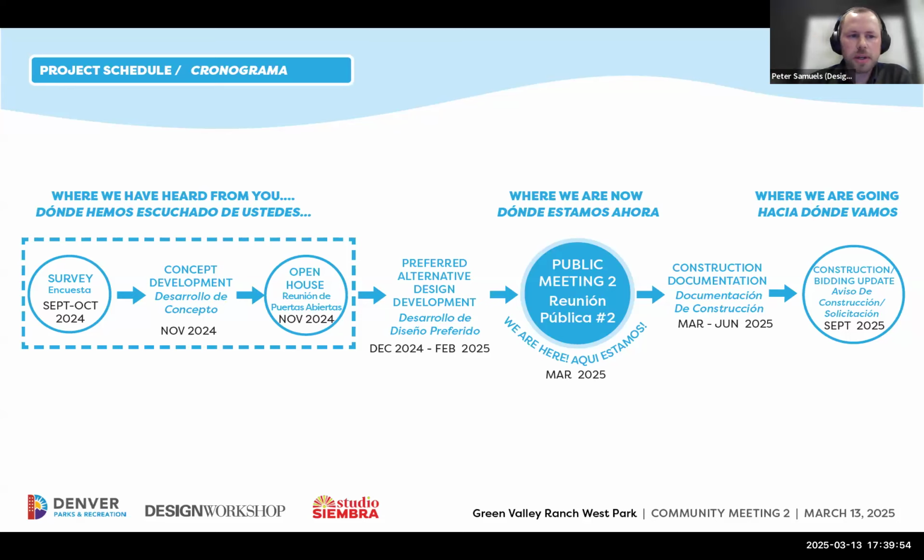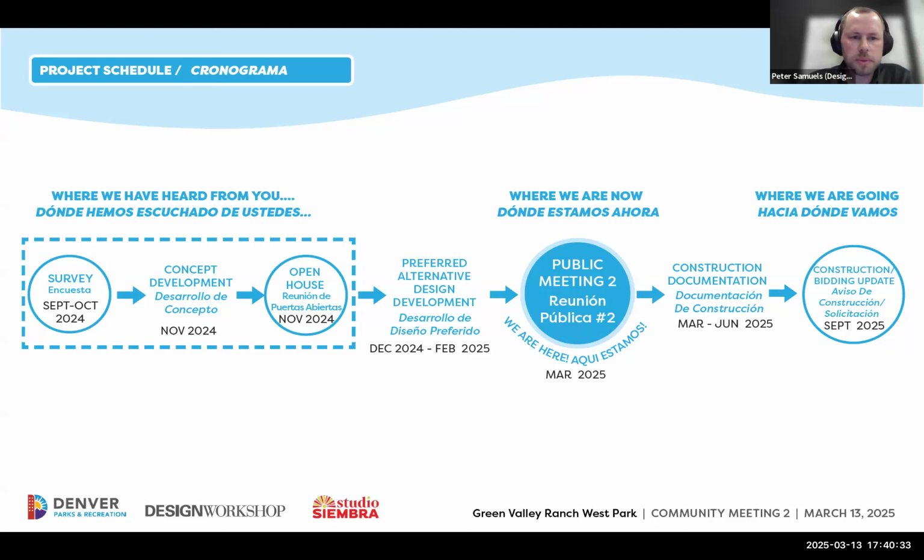So early this past fall, we began with initial concept development, and this was a period that was bookended by feedback from you all, first through an online community survey that helped guide us towards some essential priorities. And then in November, we met with you all in an open house at the Green Valley Ranch Community Center, where we got a lot of valuable feedback on our initial design concepts, and that gave us a jumping off point for moving into our preferred alternative design development.